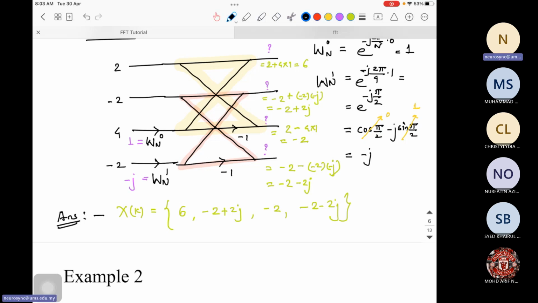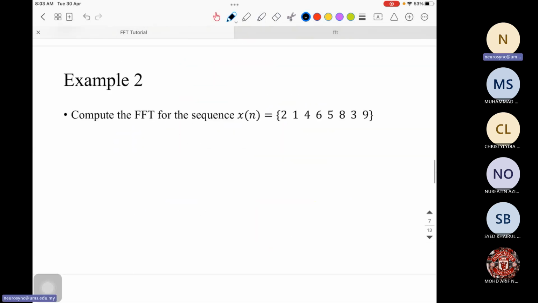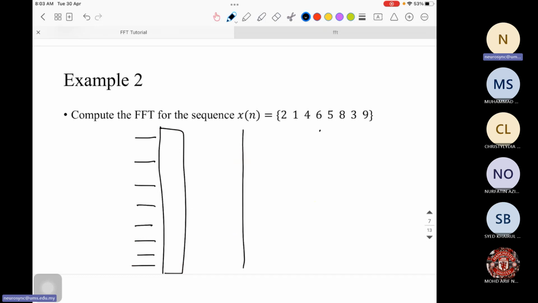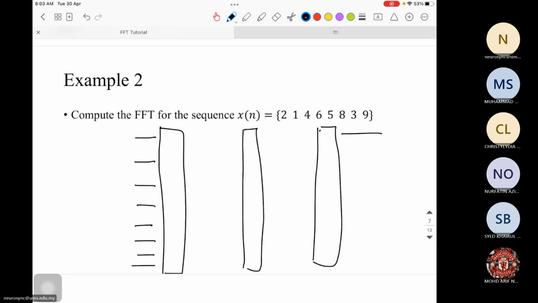Okay, now for 8-point DFT, the given sequence is this. So we know what will be the output and what is the input to the sequence. First we want the input. So how many stages will be required here? Can you tell me how many stages will be needed? 3 stages, doctor. 3 stages, correct.